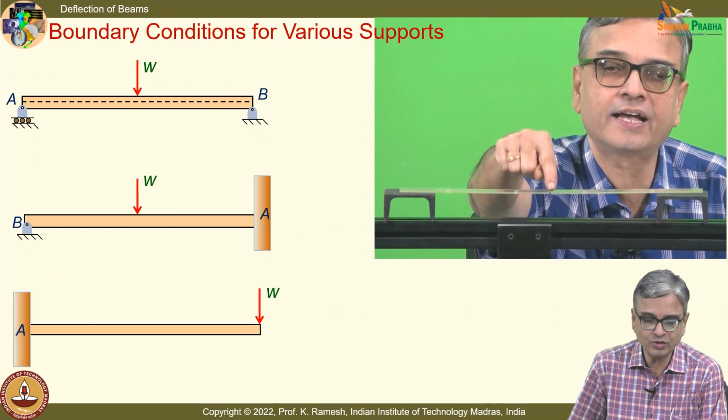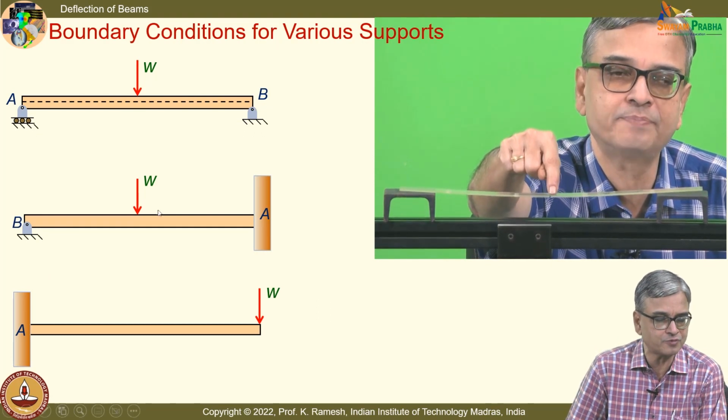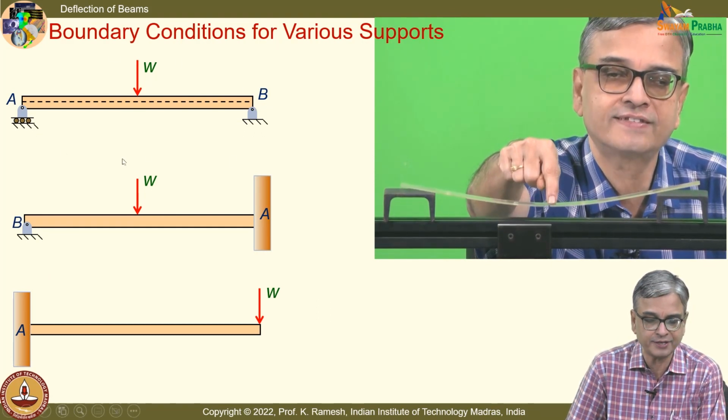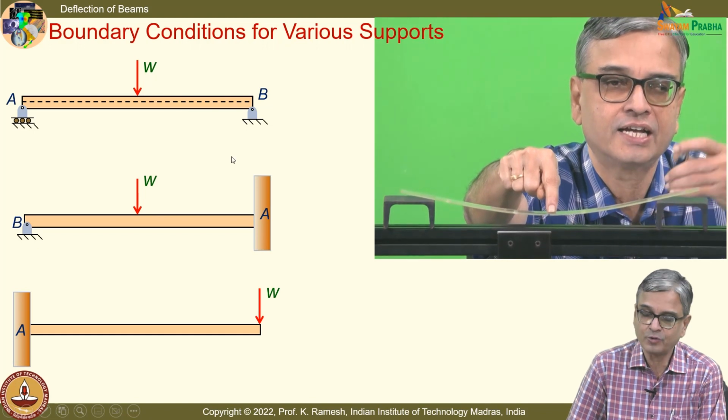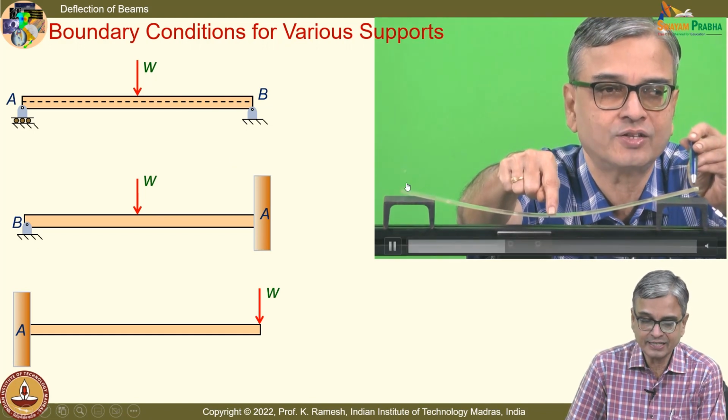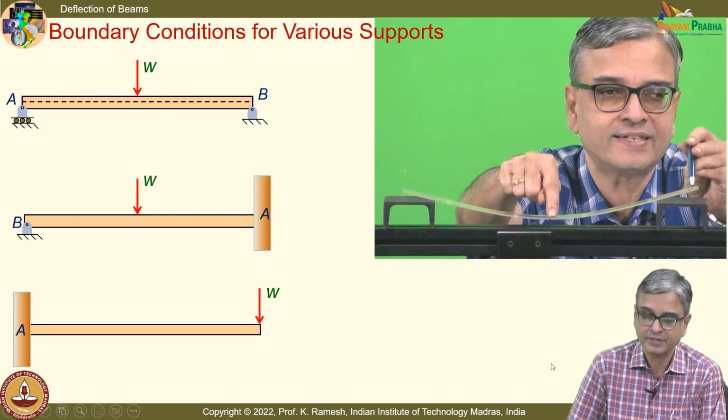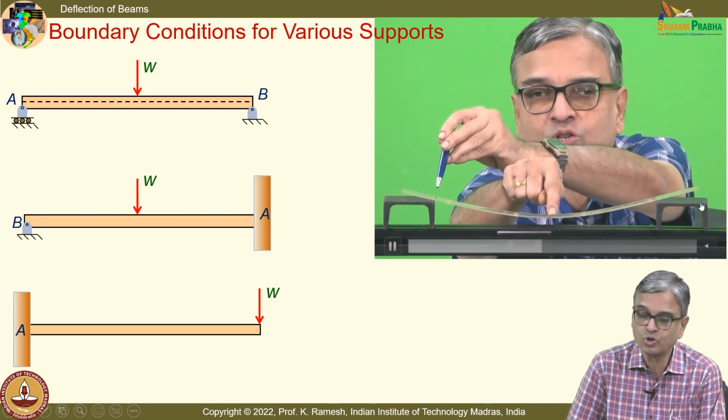Now, what we will do is we look at different types of supports. We have already looked at what happens for the simply supported beam, and we have seen that this is symmetric, and you have a slope here, you have a slope here.